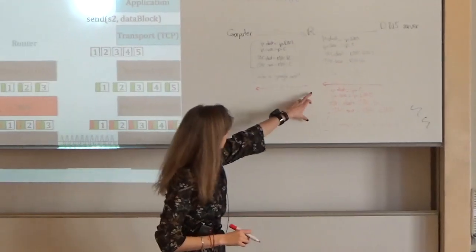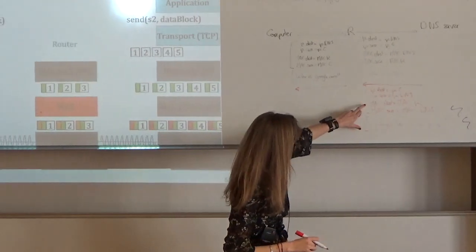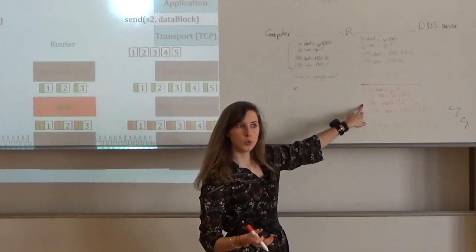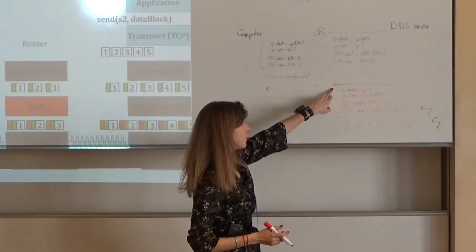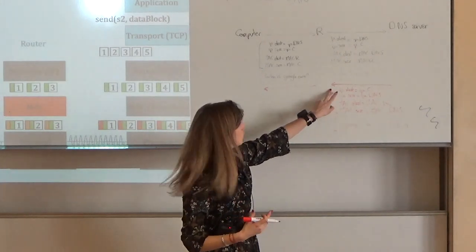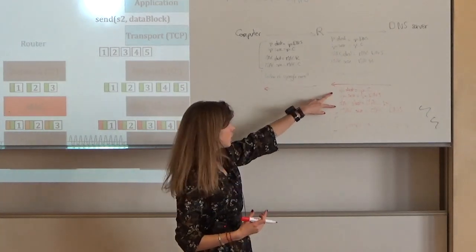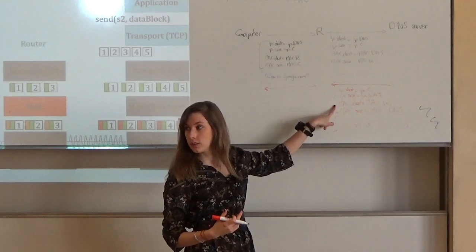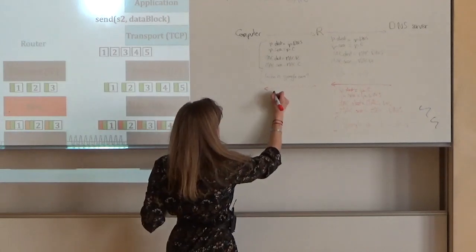Now the router sees this incoming message. He sees the MAC destination address is his own. He needs to do something with it. He sees the IP destination is not his own, so he's not the endpoint. He needs to forward it to the computer. So he will change the MAC addresses in the header, but not the IP addresses.